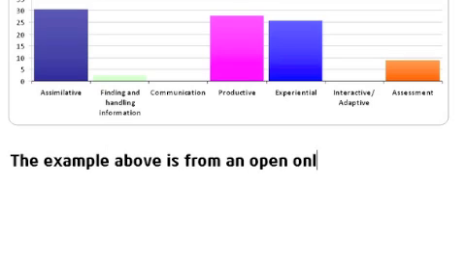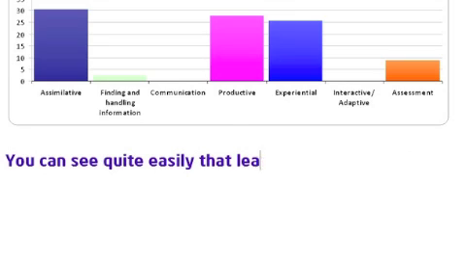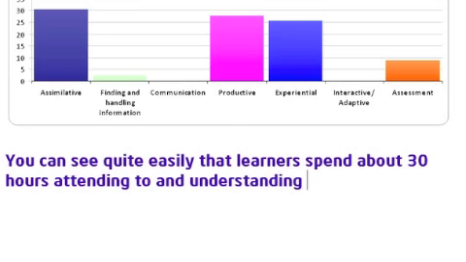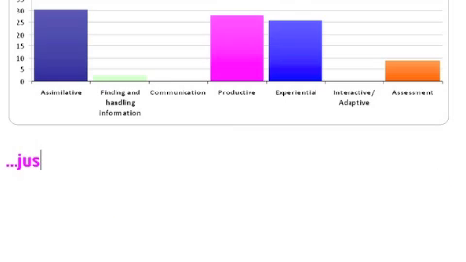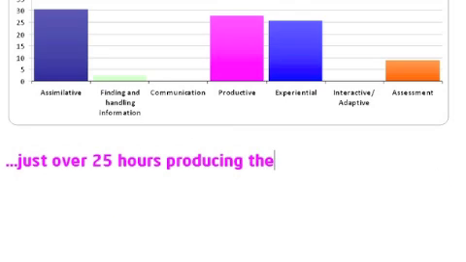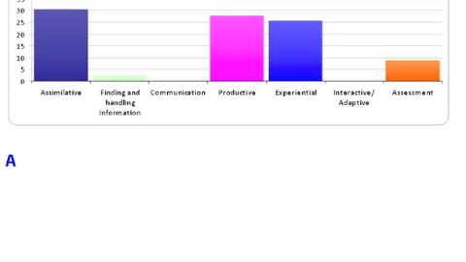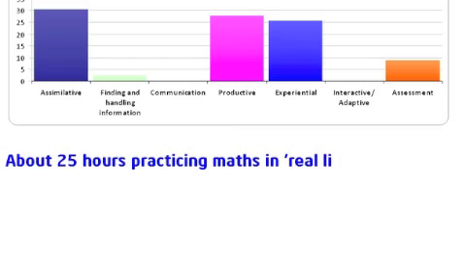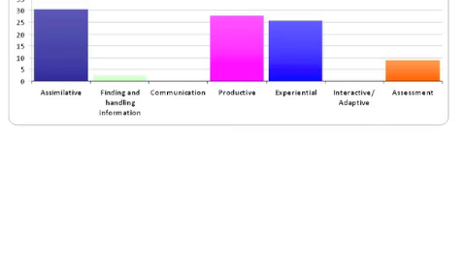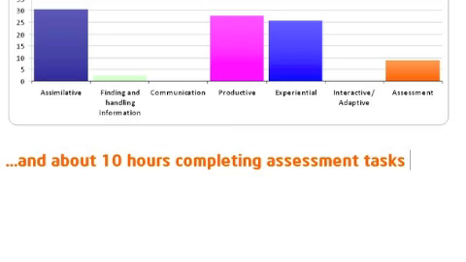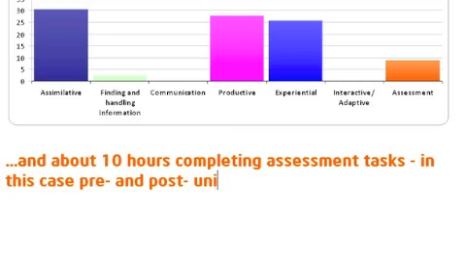The example above is from an open online maths course. You can quite easily see that learners spend about 30 hours attending to and understanding course content or assimilating, just over 25 hours producing their own work, in this case it was mainly written, about 25 hours practicing maths in real life, and about 10 hours completing assessment tasks, in this case pre- and post-unit quizzes.